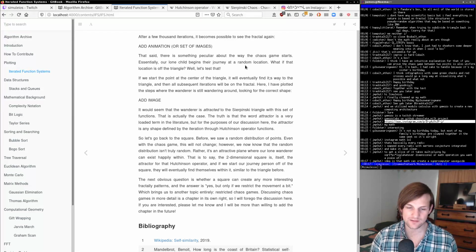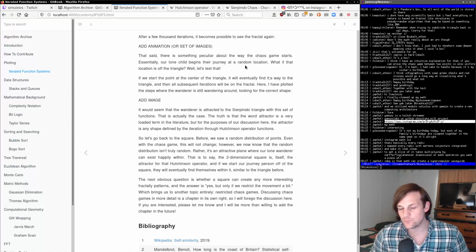The next obvious question is whether a square can create any more interesting fractally patterns, and the answer is yes, but only if we restrict the movement a bit. Which brings us to another topic entirely, restricted chaos games. Discussing chaos games in more detail is a chapter in its own right, so I'll forgo the discussion here. If you're interested, please let me know, and I will be more than willing to add the chapter in the future. So that's actually where I'm leaving it.